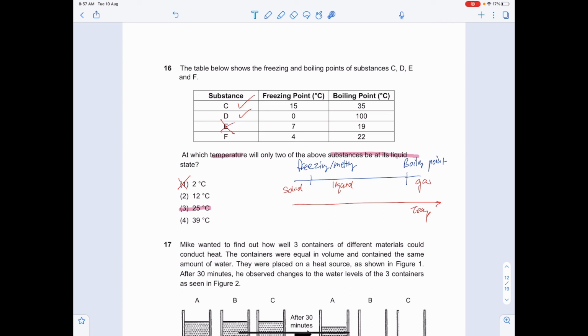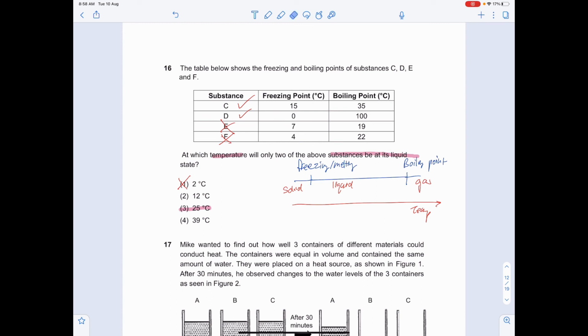And for F, the freezing point is actually 4, which is over here. Okay, 25 degrees is actually above it, so yes, it's going to be a liquid, but wait, because 25 degrees is also above boiling point, it's going to be a gas. So in this case, no, it is also not going to be a liquid.